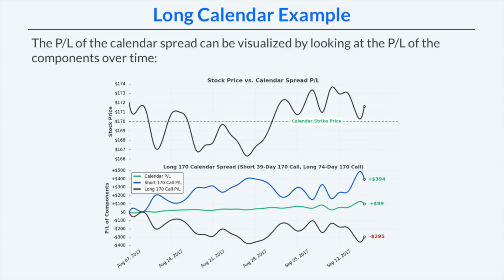So in short, the reason a long calendar spread will increase in price if the stock price remains around the strike price is that the short option will lose value at a faster rate than the long option, which means you'll have more profits on the short option than losses on the long option.